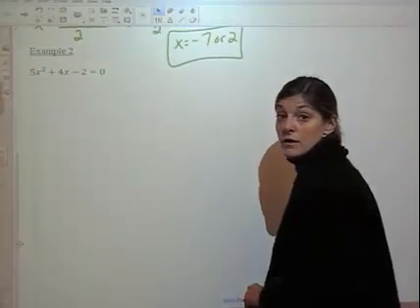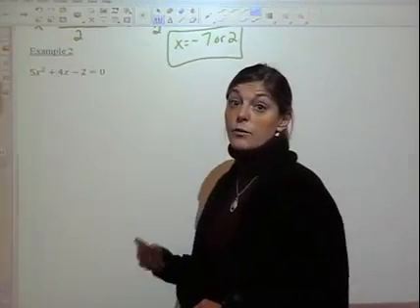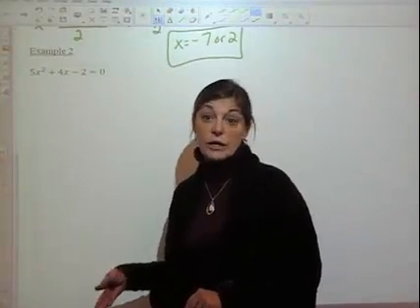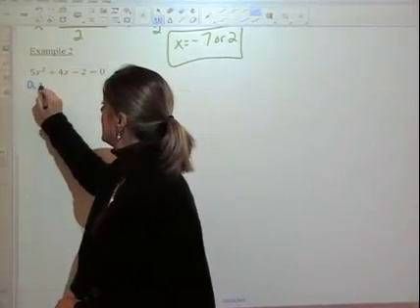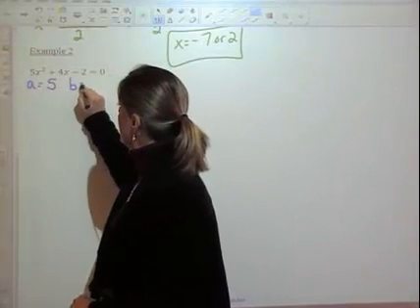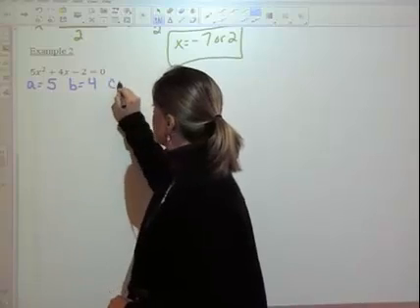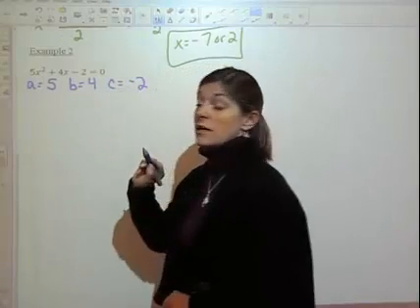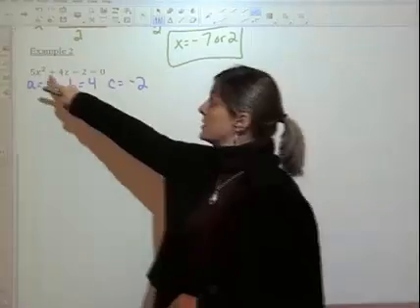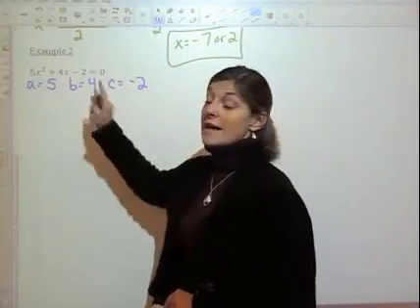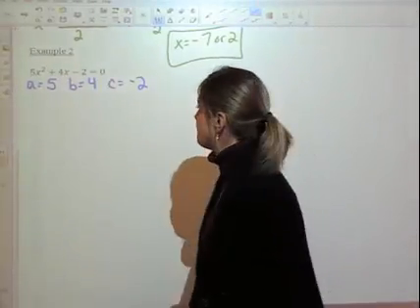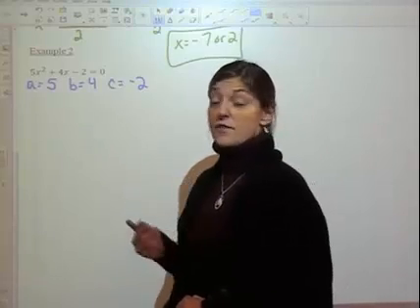Now we have a different a value. We have a leading coefficient. So our a value is 5, our b value is 4, and our c value is negative 2. Okay, remember that the a always goes with the x squared, the b always goes with the x, and the c is always the constant. And then it's just a matter of plugging it into the formula.